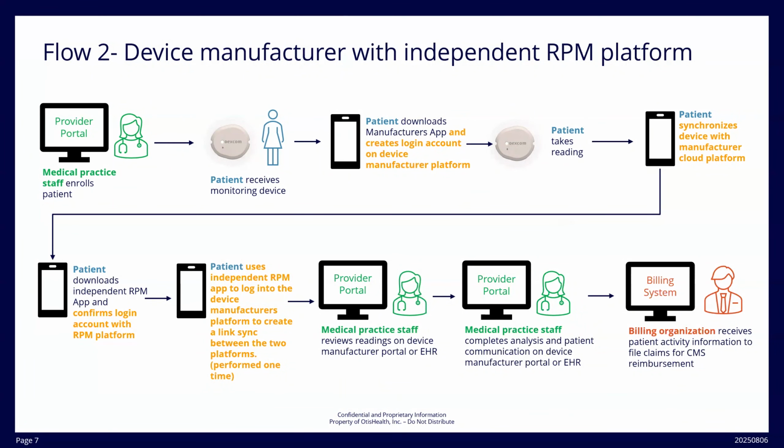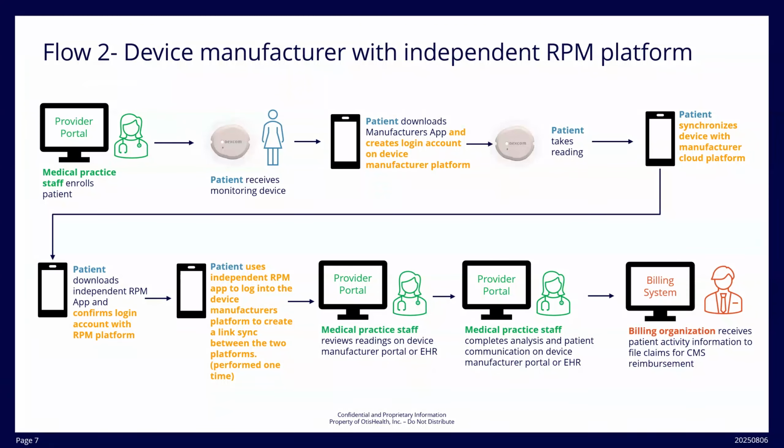on that manufacturer's platform, takes the reading, and syncs it with the manufacturer's app, which effectively syncs it with the manufacturer's cloud platform. Then the patient downloads the independent RPM app and logs into the account with the RPM platform. So now the patient has a second app on their phone, and they're logging into the account credentials created by the practice when they were enrolled.